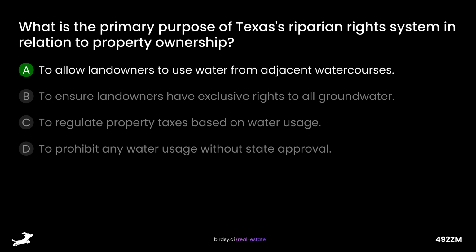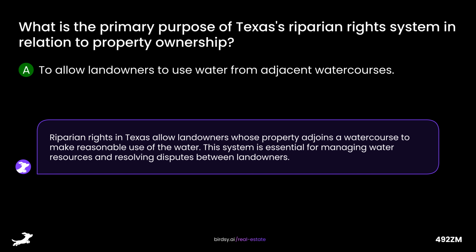The answer is A, to allow landowners to use water from adjacent watercourses. Riparian rights in Texas allow landowners whose property adjoins a watercourse to make reasonable use of the water. This system is essential for managing water resources and resolving disputes between landowners.